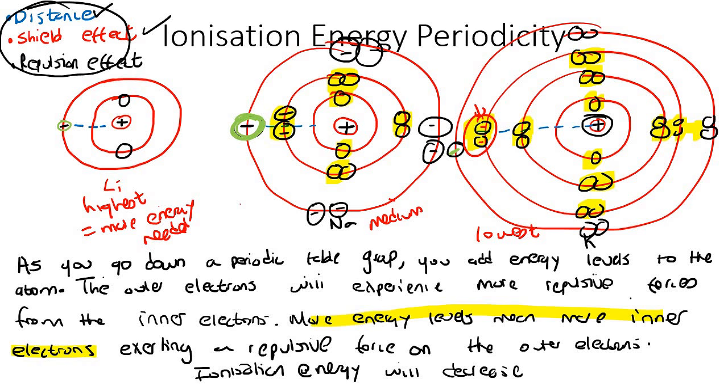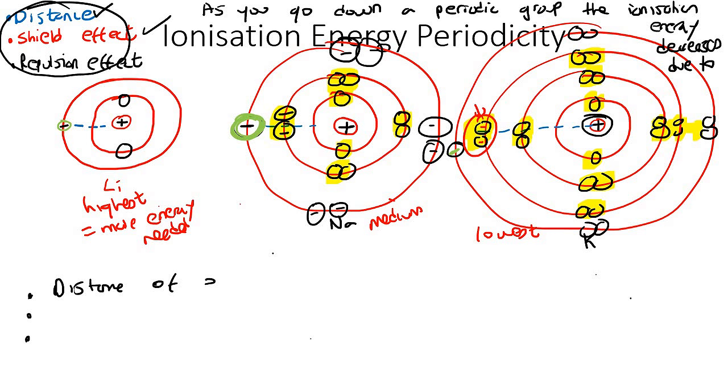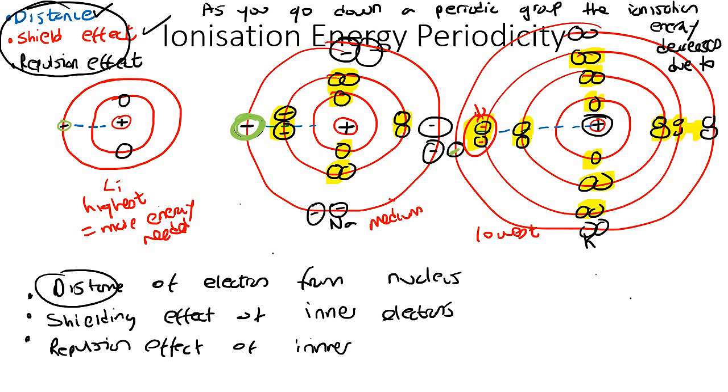So in general, guys, as you go down a periodic group, the ionization energy decreases. And then we're going to say due to, and then it's due to these 3 things: the distance of electron from the nucleus, the shielding effect of inner electrons, and then the repulsion effect of inner electrons.